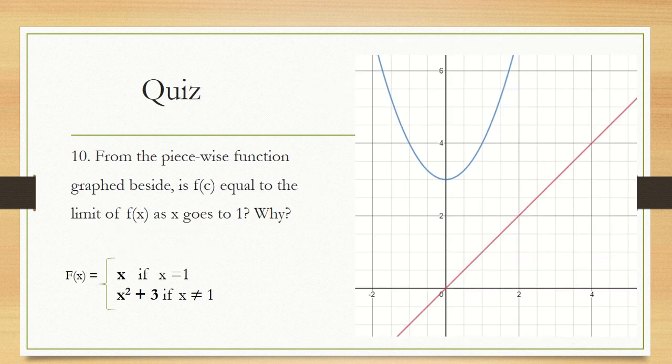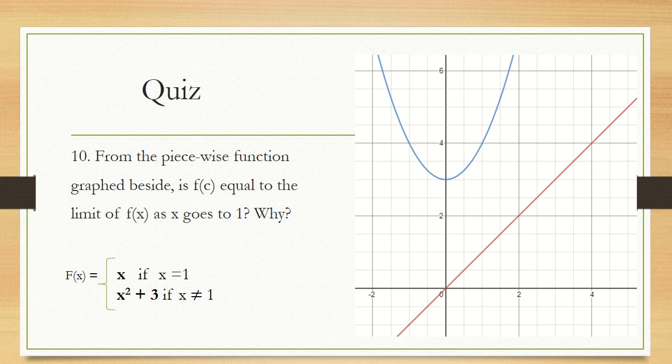It is not continuous. So number 10, from the piecewise function graphed beside, is f of c equal to the limit of f of x as x goes to 1? So we know the first step is f of c. What is f of c? As x goes to 1, that means f of 1. If x is 1, that means 1. So that is this one. When x is 1, that is 1. And when x is not equal to 1, this is what we will look at, x squared plus 3. So if less than 1, it is this, and then greater than 1, it is this. So that means, are they equal? Of course not. Because if x equals 1, you've got 1. And if x is not equal to 1, you've got 1 plus 3, that is 4.